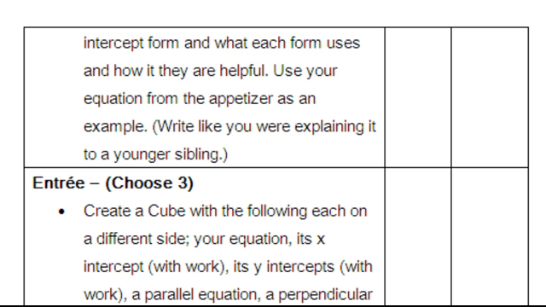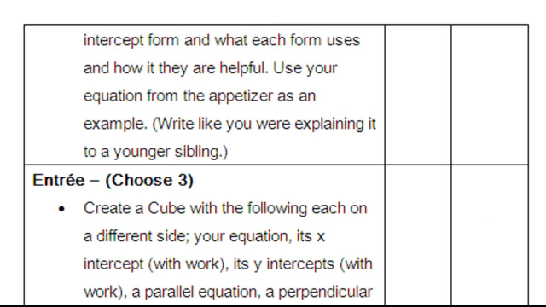So if you did the flipbook, then you've already done this. You've taken your equation from your appetizer and you put it into slope-intercept form. Explain to me how you went that way, how you did that. Explain to me why would I want it in slope-intercept form. How is that going to be helpful to me? Same with point-slope form. Okay, so those are all things you're going to explain to me in complete sentences. So you're going to choose 2 of those 3.